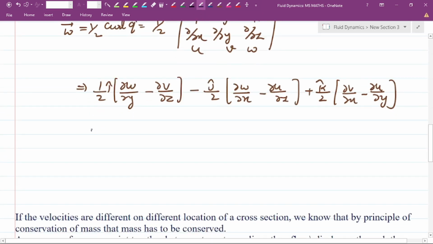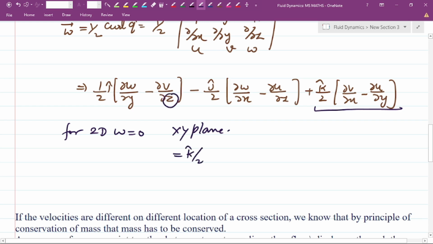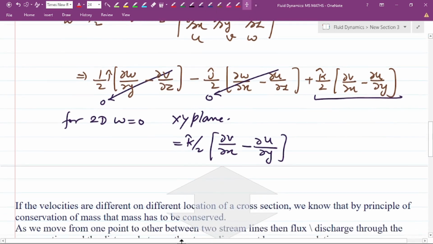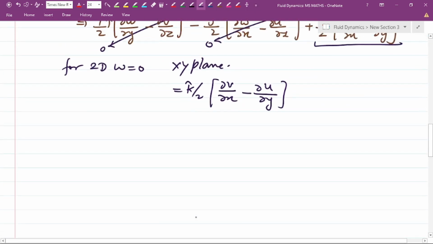Because of that, it is 2D. For 2D, w is equal to 0, then this whole thing will be 0, and only this component will remain. So in the xy plane, the differentiation with respect to z will not occur. So this term will be 0, this term will be 0, and there is only this term, dou v by dou x minus dou u by dou y, along the z direction. Okay, it means there is no component in the z direction.